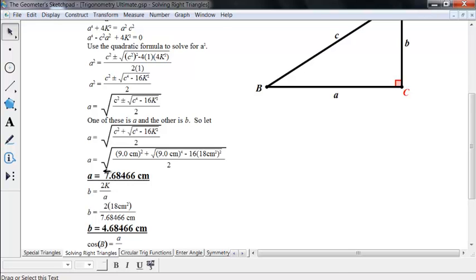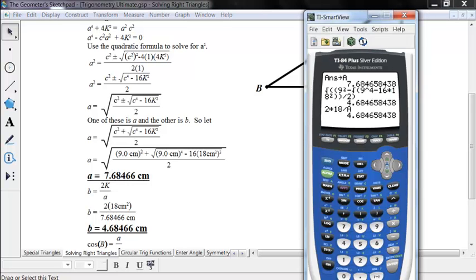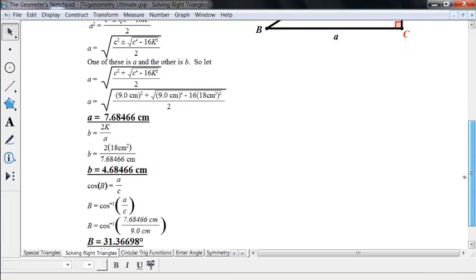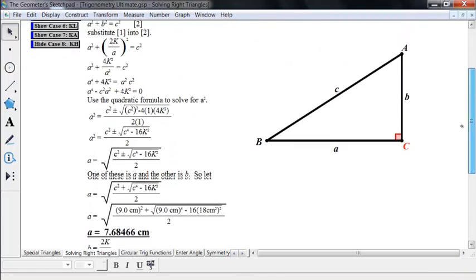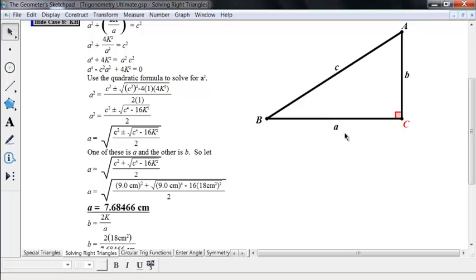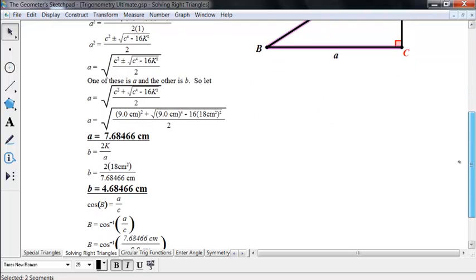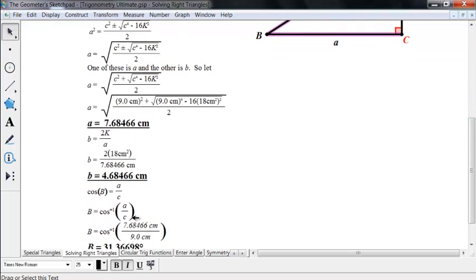So there's A and there's B. So let's store that as B. And let's see. We had C already, so now we got all the sides. How about an angle? Well, let's say we were given C, so let's use one of the sides. C and A, let's say. C and A is adjacent and hypotenuse if we're thinking about angle B. So cosine of angle B is A over C, so B is the inverse cosine of A over C.